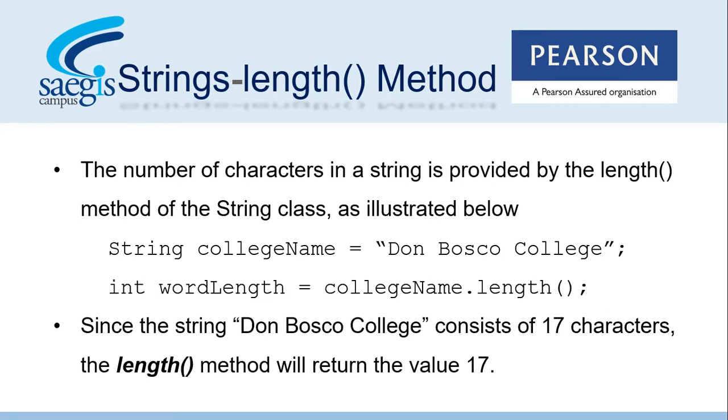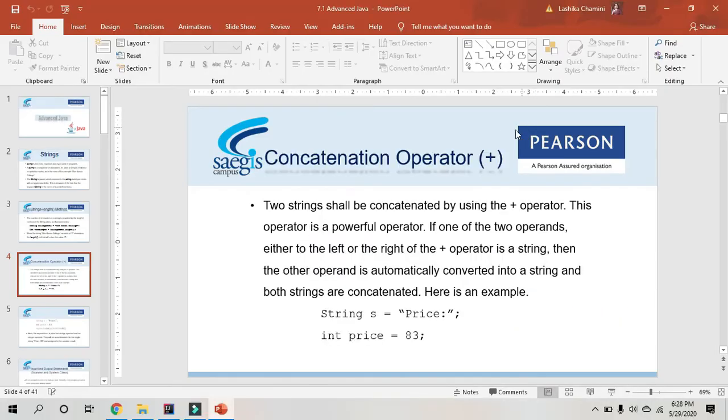The length method will return an integer. That's the reason we assign this output to a variable named wordLength, which we declared as an integer. Since the string Don Bosco College consists of 17 characters, the length method will return the value 17. So we'll see an example for this.